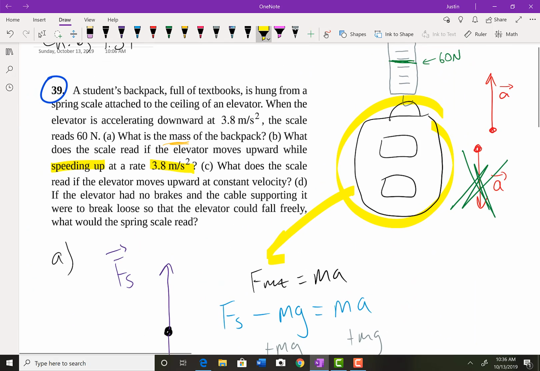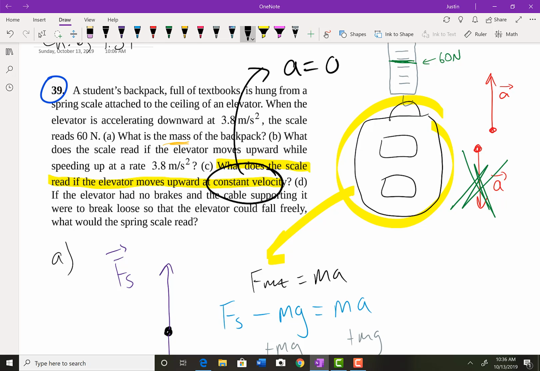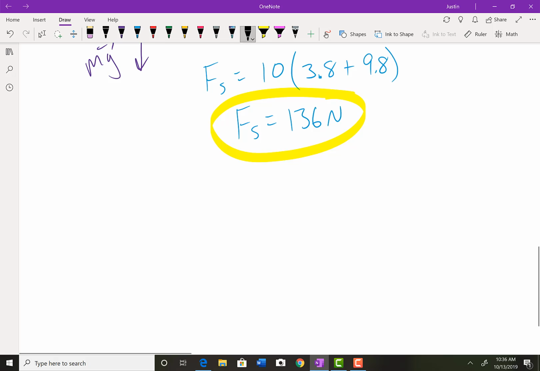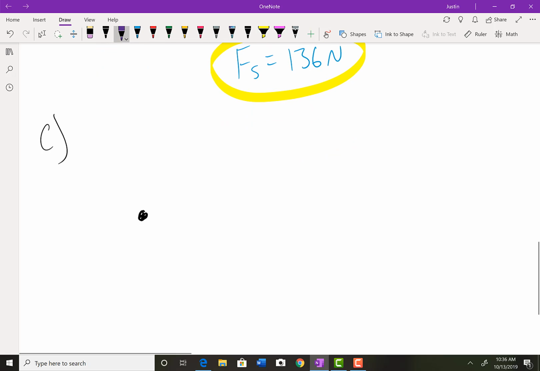All right, next up, now they're saying for C, what does the scale read if the elevator moves at a constant velocity? Well, what is my acceleration at a constant velocity? 0. So my acceleration is going to be 0 in this case. Well, if you can realize, a lot of these free body diagrams are the same, but what the hey, I'll do it again. So in this case, I got an acceleration of 0. So if it's 0, that means that the spring force is going to be exactly equal to the weight.